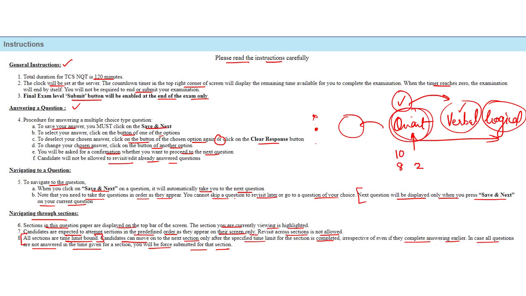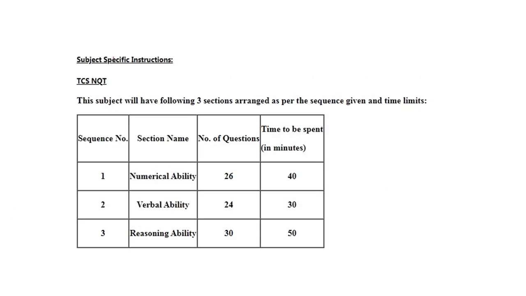Now apart from this, there are another two important things that I'll tell later on the next slide. First, we'll take a look at subject specific instructions. For example, there will be a numerical ability section. 26 questions will be there and 40 minutes would be given to complete these 26 questions. For verbal ability, 24 questions and 30 minutes are given. Reasoning ability, 30 questions and 50 minutes.